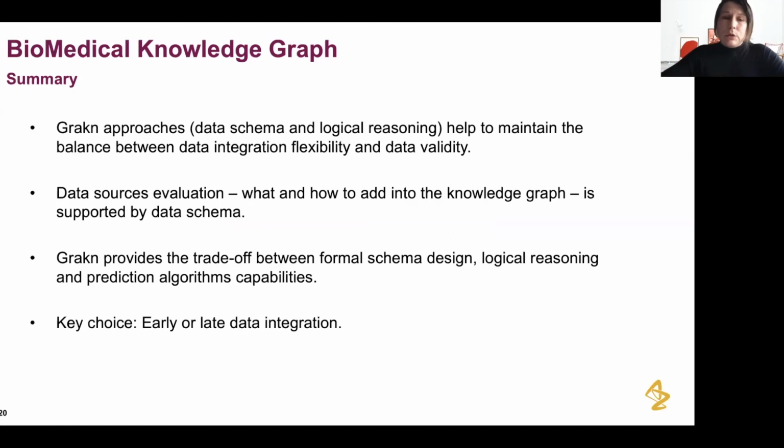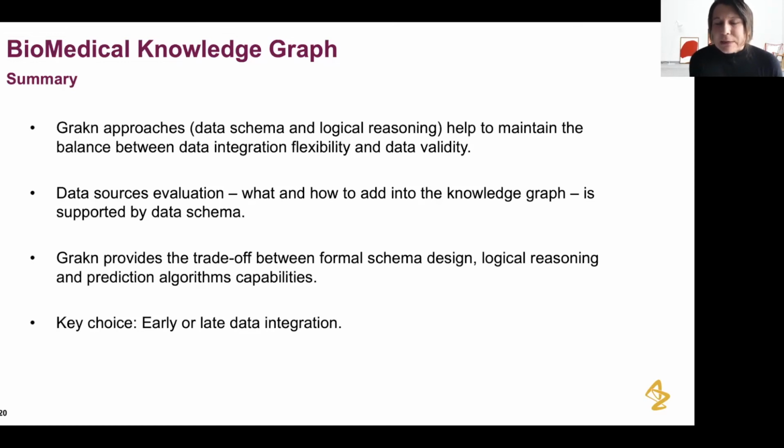But I would like to spend a few minutes on this summary slide. So what I was trying to show you and explain: Grakn approaches, in this particular case I'm talking about data schema and logical reasoning, help to maintain the balance between data integration, flexibility, and data validity. There are other graph databases, and we're using them as well at AstraZeneca, that have very flexible data loading policies.